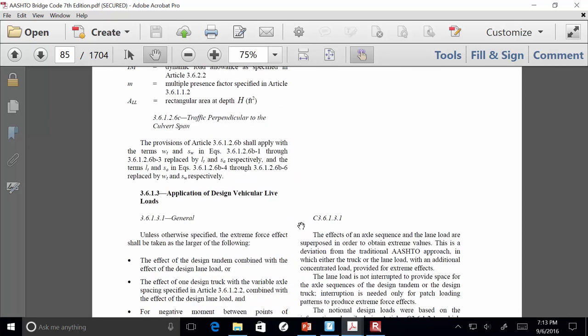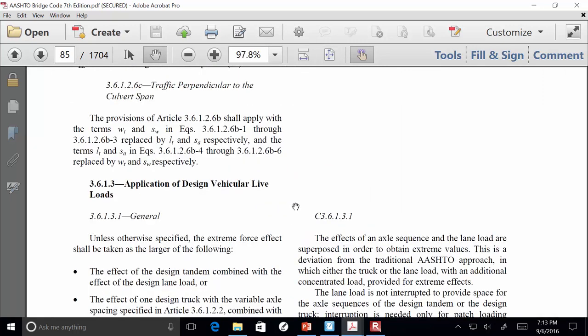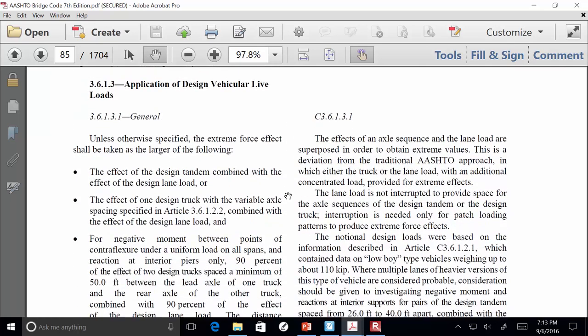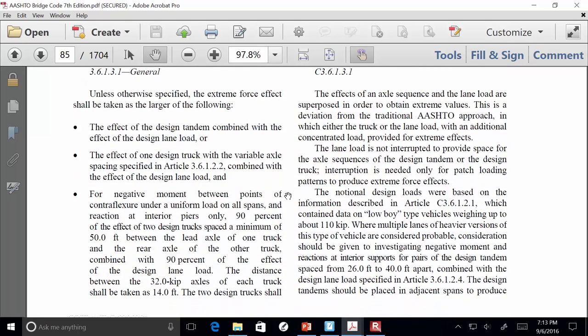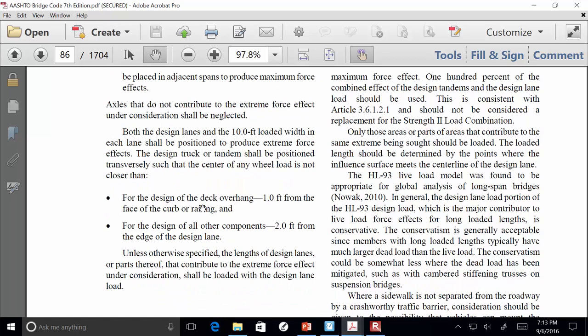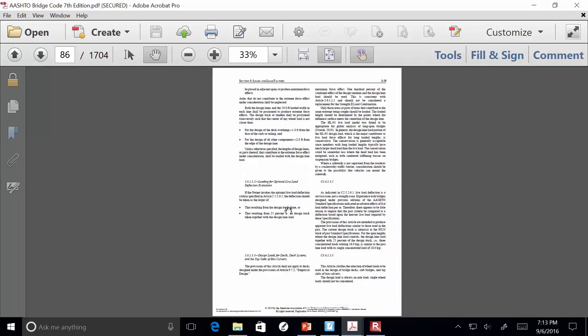Now, this is the concept of application of the live load. This is where we have this discussion on the negative moment, or that special negative moment investigation, where you have 90% of the 2 trucks placed around the negative bending regions. Now I'm not going to sit here and read word for word. I'm not saying you should either, but you should make yourself familiar with some of this stuff.